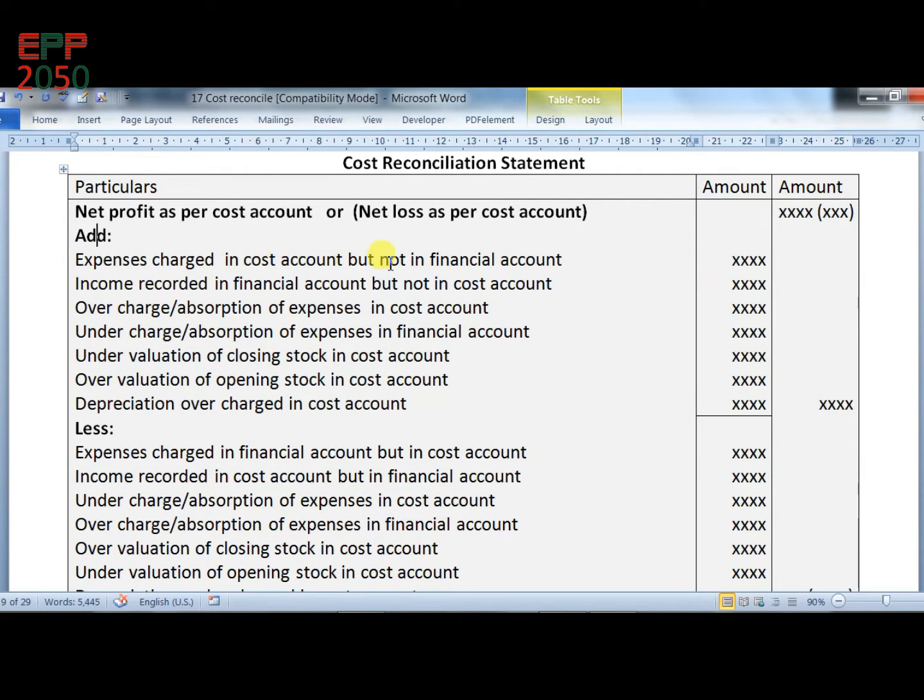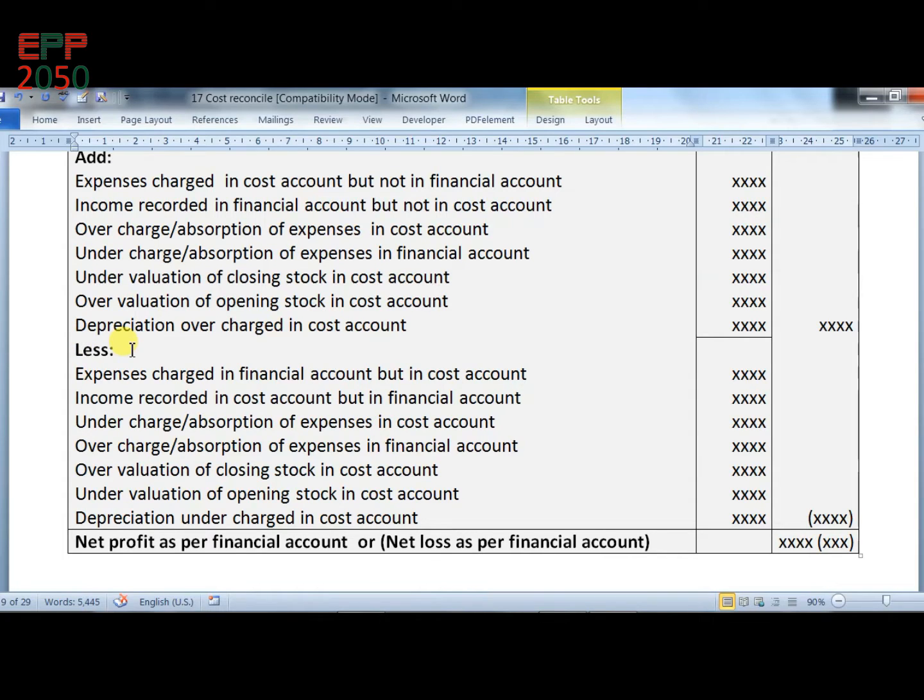Expenses charged in cost accounting but not in financial accounting. Income recorded in financial accounting but not in cost account. Overcharge or absorption of expenses in cost accounting. Undercharge or absorption of expenses in financial account. Undervaluation of closing stock in cost account. Overvaluation of opening stock in cost account. Depreciation overcharge in cost account. These are the main transactions which are added with the profit.